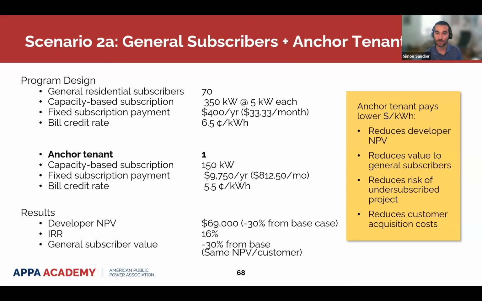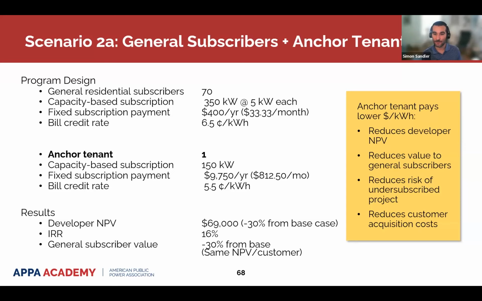One thing that can help reduce costs for the project is an anchor tenant. You could get an anchor tenant that pays for a percent of the project. So let's say we had an anchor tenant that's 30% of the project here. And so we've now reduced the number of subscribers you need to get. The residential subscribers are still paying the same amount, but instead of all 500 kilowatts, they're now only subscribing to 350 kilowatts at 5 kilowatts each, which is 70 subscribers.